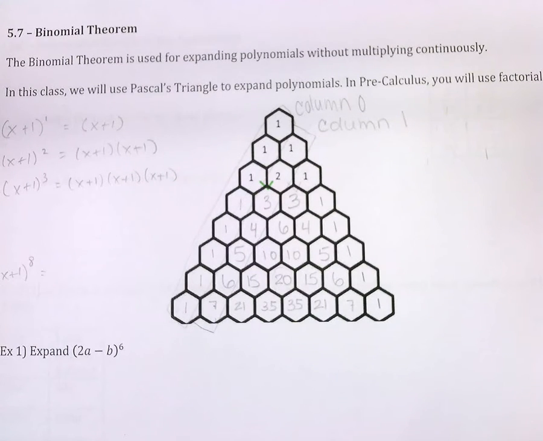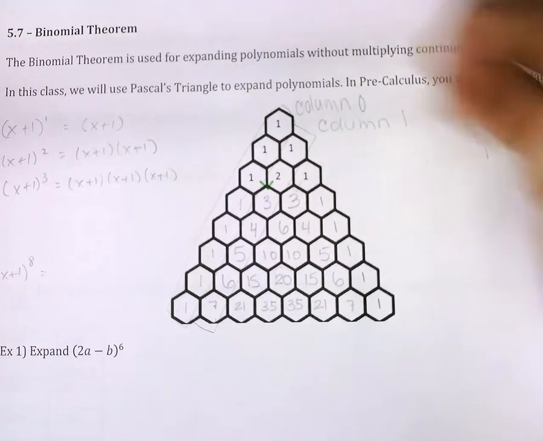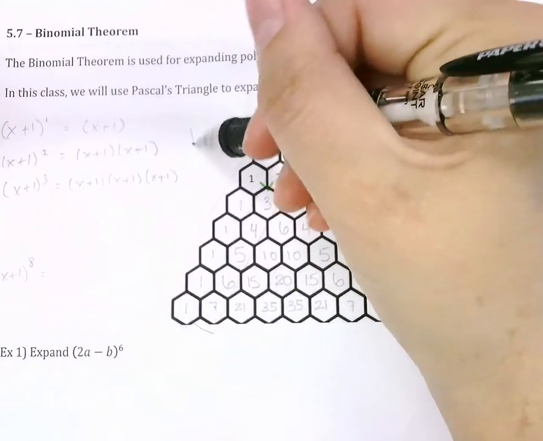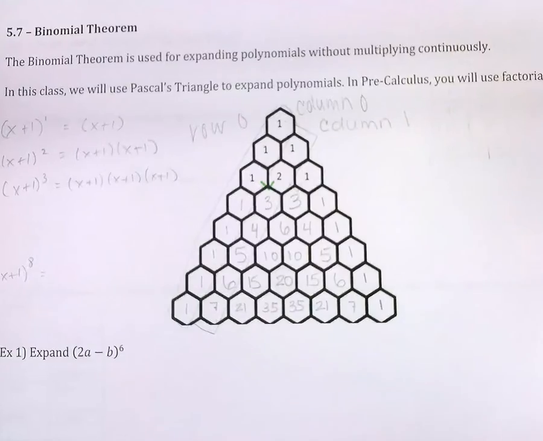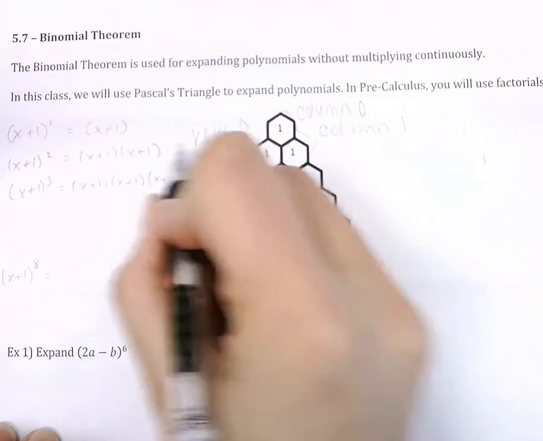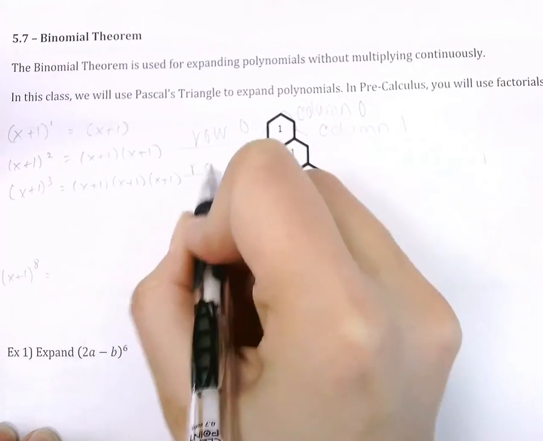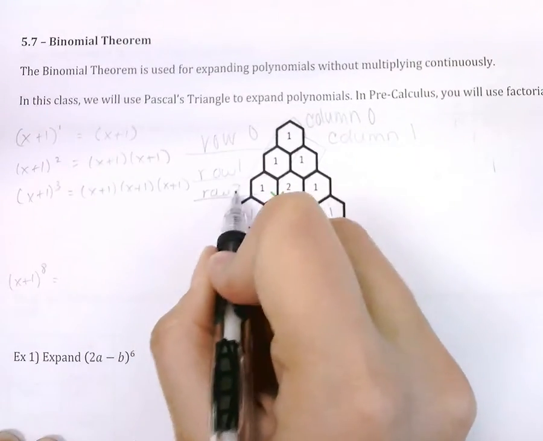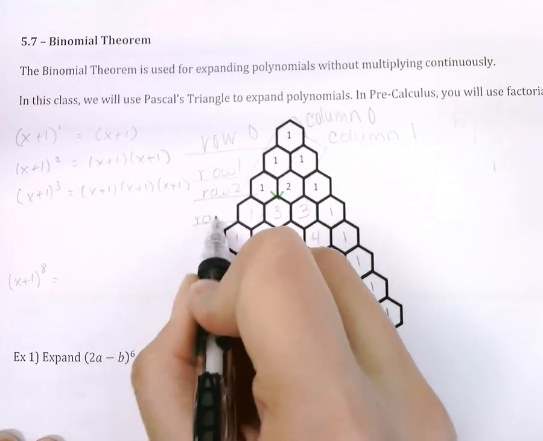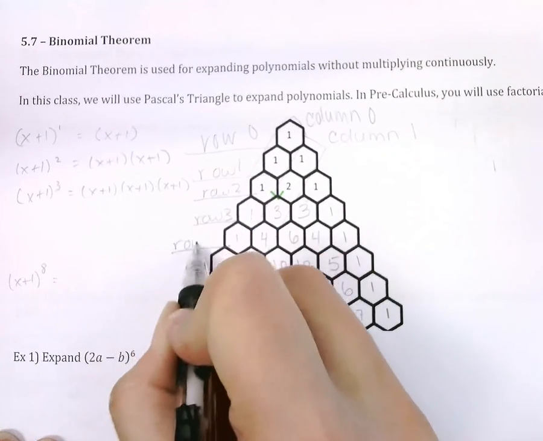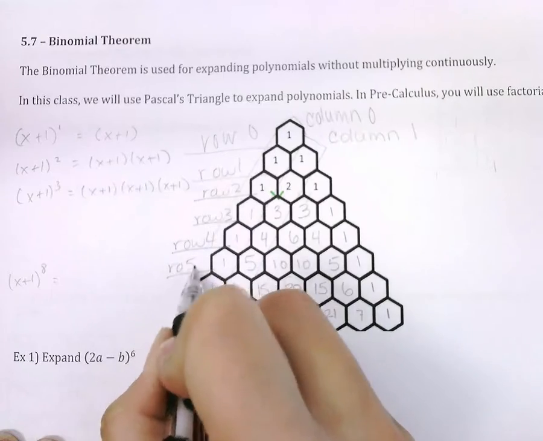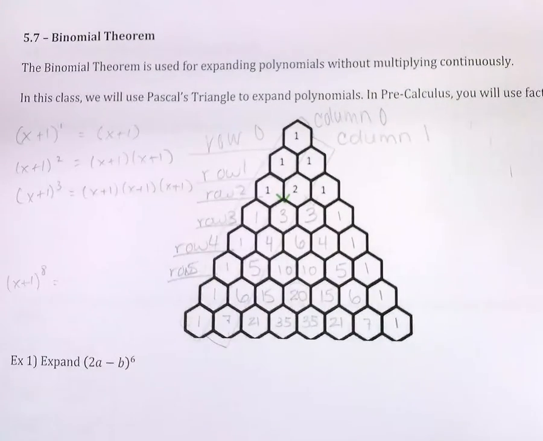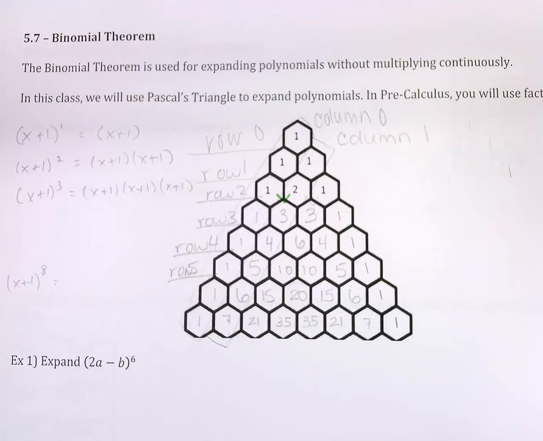Now going the other way, horizontally we have rows. At the very top we have row 0. This would be row 1. This would be row 2. This is row 3, row 4, and 5, and so on. Okay? So horizontally we have rows, and then diagonally, up and down, those are known as columns.